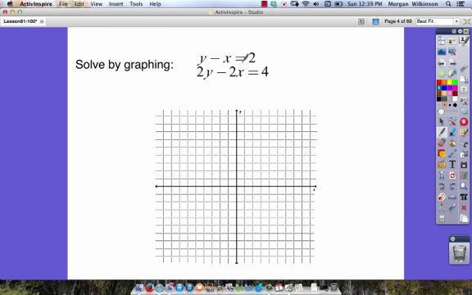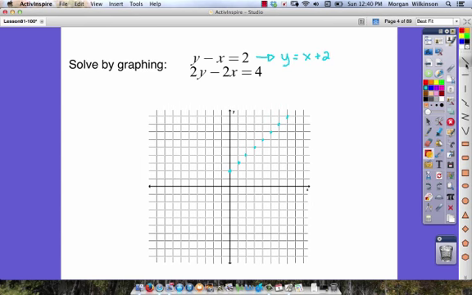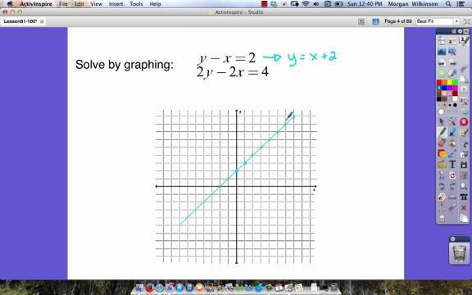Here we have y minus x equals 2 and 2y minus 2x equals 4. So we need to solve both equations for y. In order to do that with our first equation, we need to add x. So that's going to turn into, when we add x to both sides, y equals x plus 2. And let's graph that. We go up 2 for our y-intercept. We go up 1 over 1 for our points. So we can draw a nice straight line. All right. Now add our arrowheads because we're working with a line here.